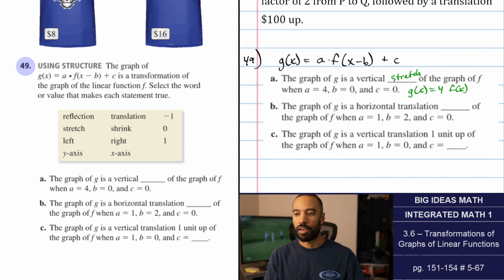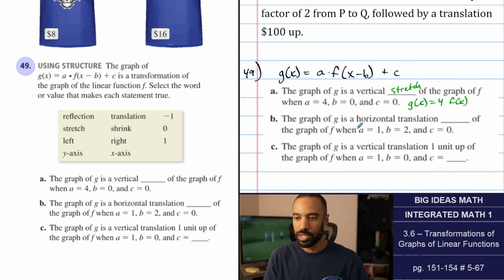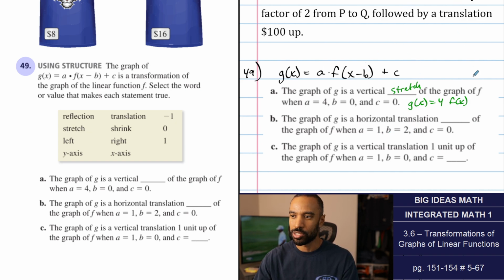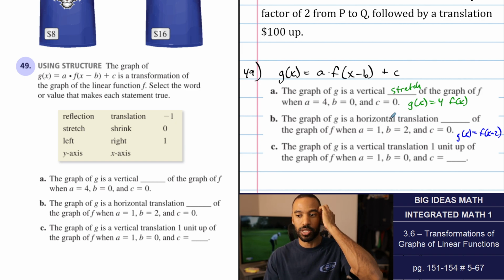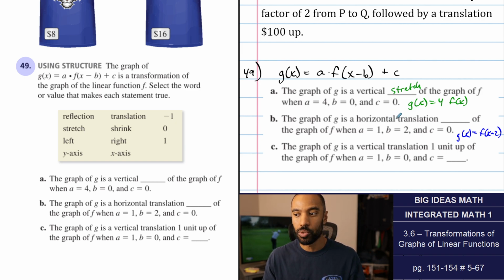Part B, the graph of g is a horizontal translation when a is 1, b is 2, and c is 0. I want to remind you that a can't be 0, because if a is 0, then this whole thing wipes out, and we don't want that. So when a is 1, the a goes away, because 1 times the number is just the number. So when a is 1 and b is 2, this looks like g of x equals f of x minus 2. Whatever the function is, there's the x minus 2 inside there instead of x, which means we translate 2 units.